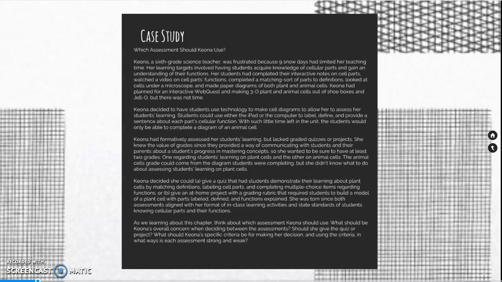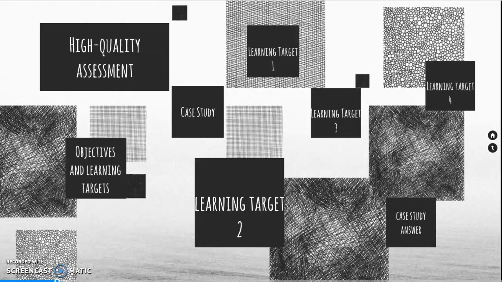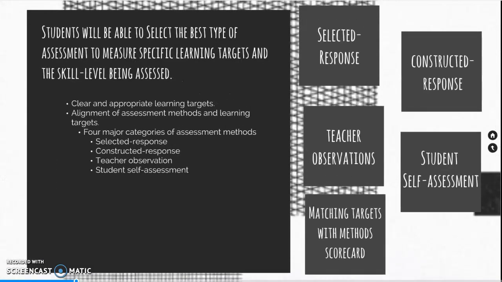Clear targets mean that both students and teachers understand the nature of learning that is expected and what student proficiencies will result. Appropriate targets are those that are reasonable and aligned with student characteristics, instructions, and standards. Learning Target 1. Students will be able to select the best type of assessment to measure specific learning targets and the skill level being assessed.